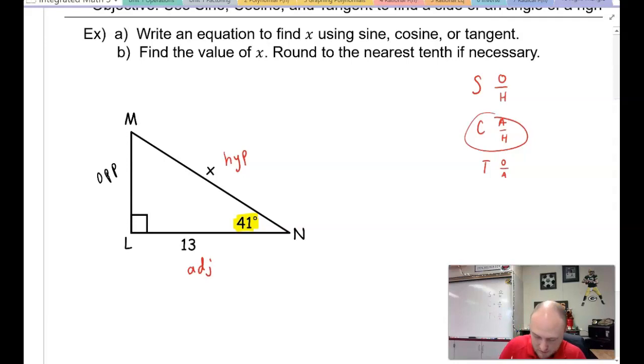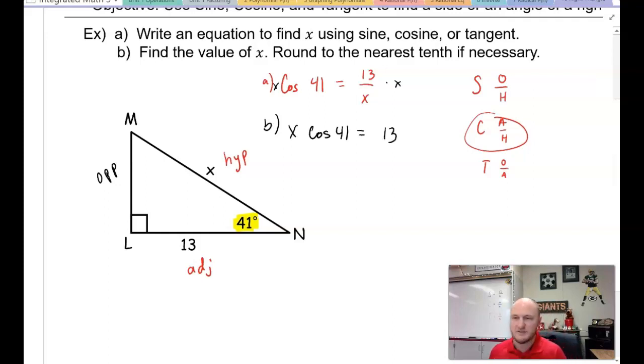So here's part A. Cosine of 41 degrees is equal to 13 over x. And that's part A. We're done. B, they want us to go ahead and find the value of x. So you'll notice x is in the denominator. Well, how do we undo division? Multiplication, very good. So I'm going to multiply both sides by x, and we get x times cosine of 41 is equal to 13.